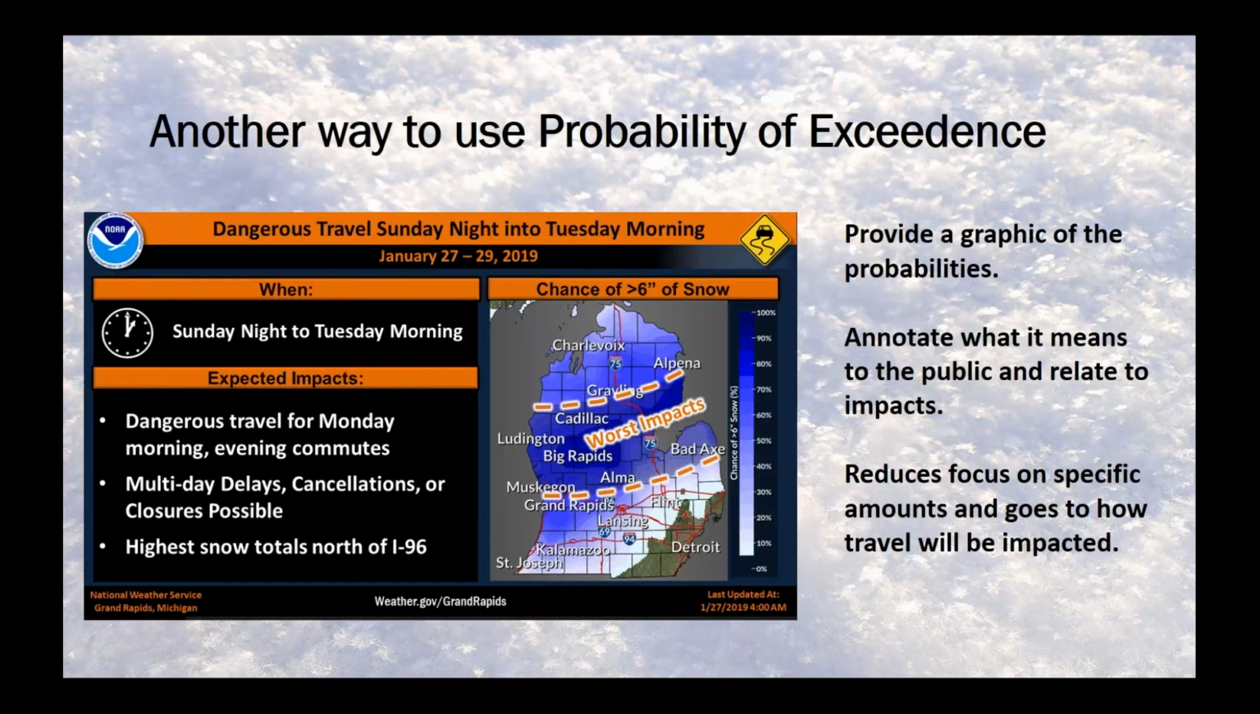Another thing you can do with probabilities of exceedance is what Grand Rapids did here. Use it as a way to focus the public into an area that may have the worst impacts from a particular storm. On the right, they put a graphic of the chance of greater than 6 inches of snow. They use the direct percentiles there as a reference for the public. But they don't talk about whether it's going to be 8 or 10 or 2. They say, here are our worst impacts, and here's what the impacts are. So they use the probabilities to help drive their impact statement: dangerous travel, multi-day delays, etc. So you can use these percentiles to also help you focus where the impacts may be worse for a particular storm.